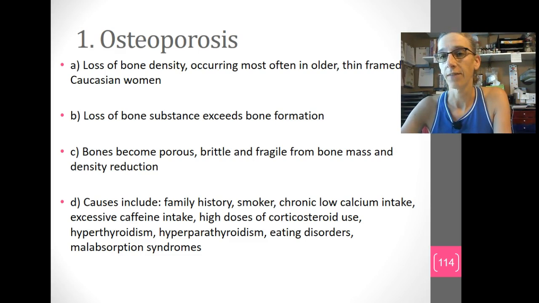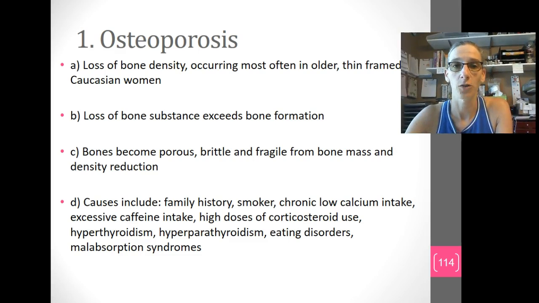Causes include things like family history, smoking, chronic low calcium intake, excessive caffeine intake, which I'm pretty sure a lot of you fall into, high doses of corticosteroid use, hyperthyroidism, hyperparathyroidism, eating disorders, and malabsorption syndromes. Estrogen deficiency, which occurs at menopause, is considered the leading factor in osteoporosis among aging women. So postmenopausal women have a greater risk of osteoporosis due to the estrogen deficiency.